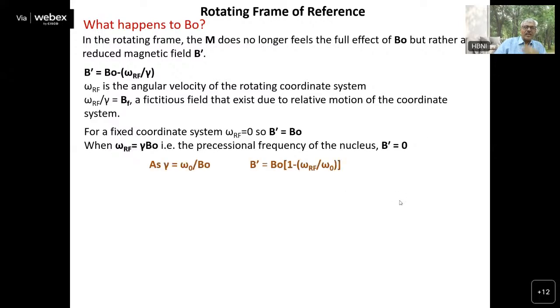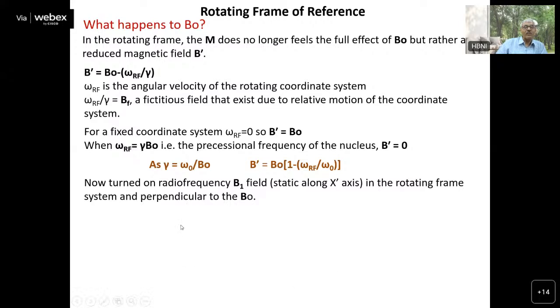So this is a very nice thing which has happened due to this movement of the coordinate system. Now again, I have done a little bit of mathematical manipulation here. We know the gamma, the gyromagnetic ratio, can be expressed as omega 0 by B0. If you put this here, B prime can now be expressed in terms of the precessional frequency of the nuclei under the applied field B0 and also the rotational frequency of the coordinate system.